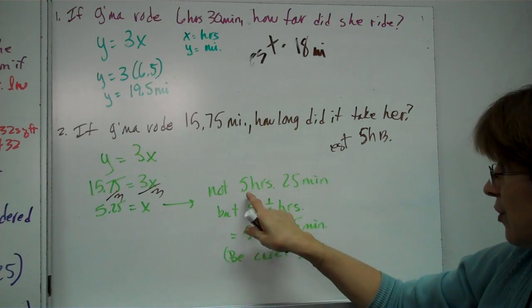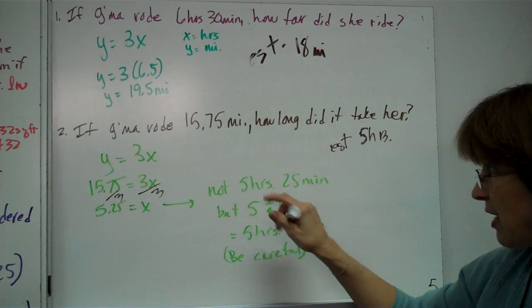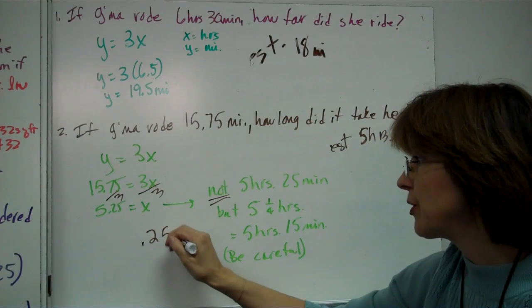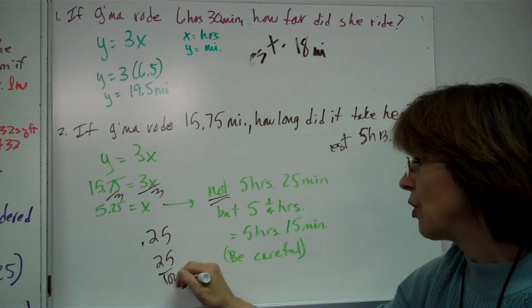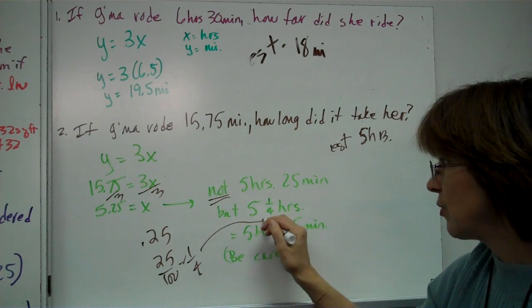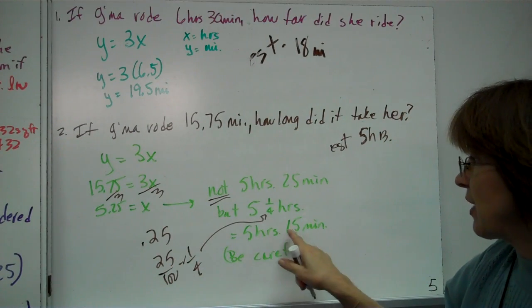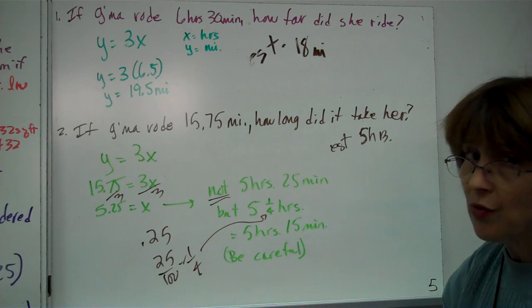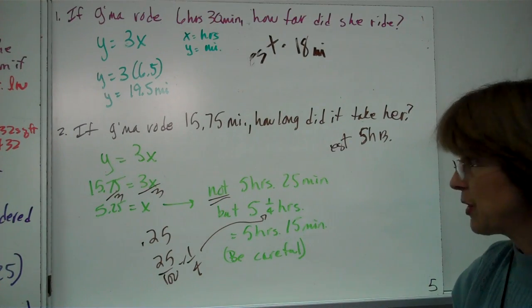Now, be careful. That's 5 hours. It's not 5 hours and 25 minutes. 5.25, remember, is 25 hundredths, which reduces to 1/4. That's how I got the 1/4 there. So it's 5 hours and 15 minutes, because 1/4 of an hour is 15 minutes. So be careful when you get that time thing going on. Okay, that's it.